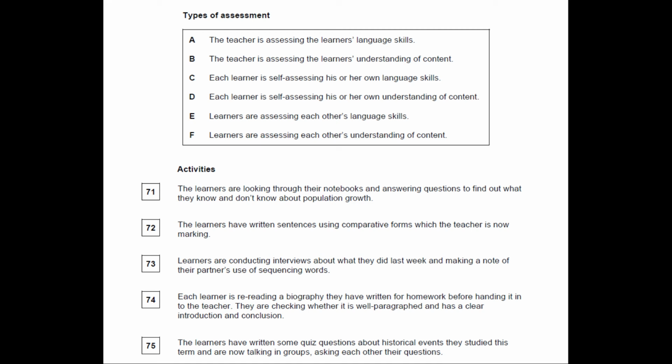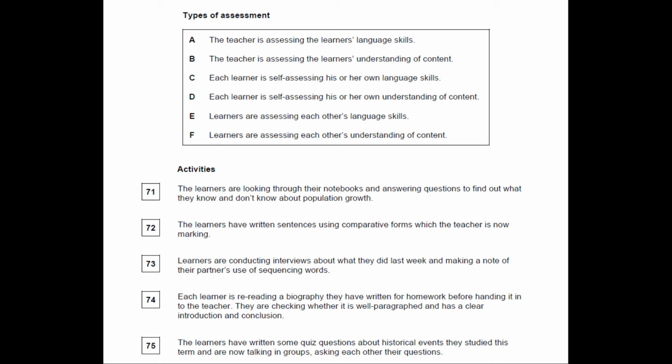72. The learners have written sentences using comparative forms which the teacher is now marking. This is the teacher is assessing the learner's language skills. 73. Learners are conducting interviews about what they did last week and making a note of their partner's use of sequencing words. This is learners are assessing each other's language skills.